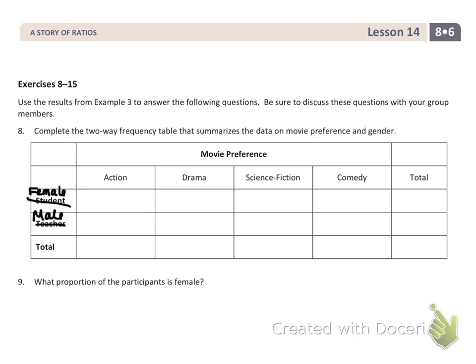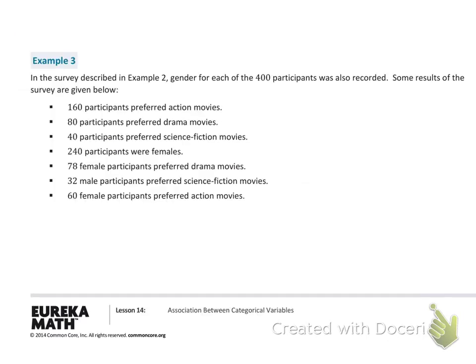All right, so in exercise 8, we're going to use the results from example 3 to answer the following questions. So we need to first fill in the two-way frequency table. Also, you'll notice that you need to correct your handout, because it should no longer say student and teacher. It should say female and male, because we are summarizing movie preference and gender. Those are our 2 variables now. So we're going to have to, from this information, fill in the table.